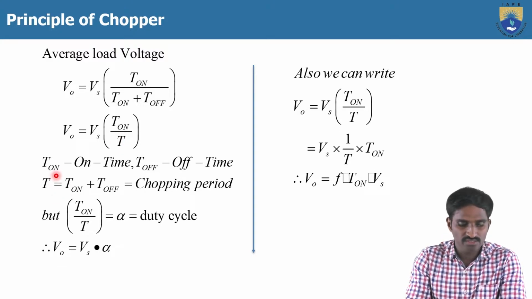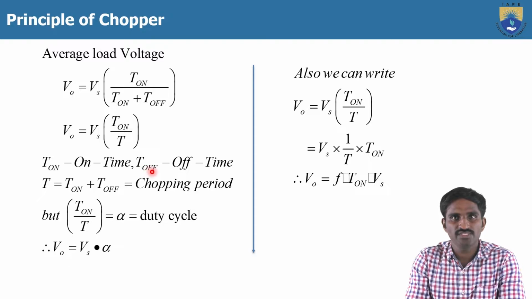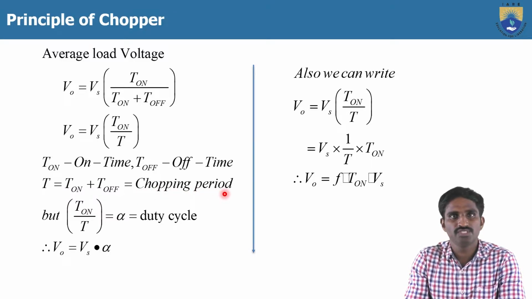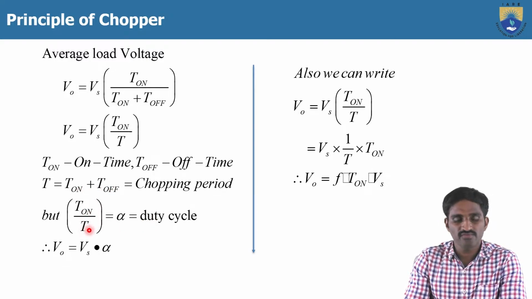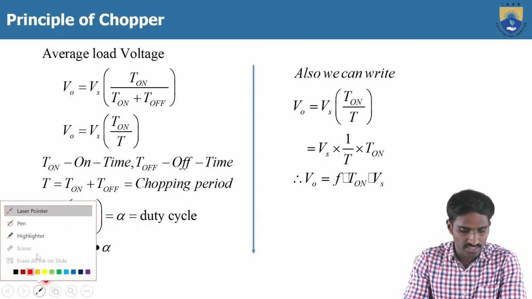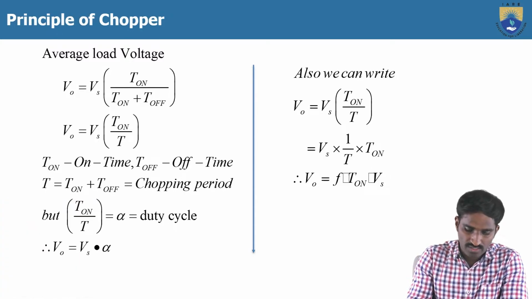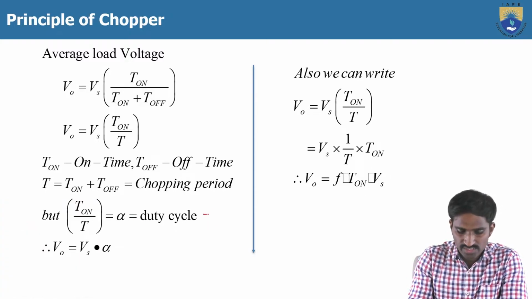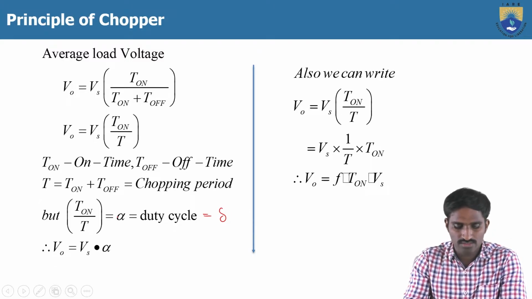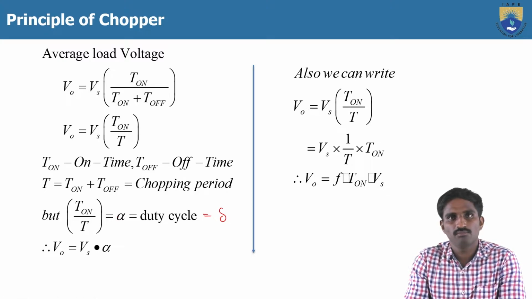As I just mentioned, T on is nothing but the on time and T off is nothing but the off time of the chopper or the switch, and the total time period, also called the chopping period, is the summation of the on and off period, which is T on plus T off. But here T on by T we can consider as the duty cycle. Of course, here they have indicated it with alpha, but in most textbooks they indicate the duty cycle as delta. But anyway, this alpha is also fine.